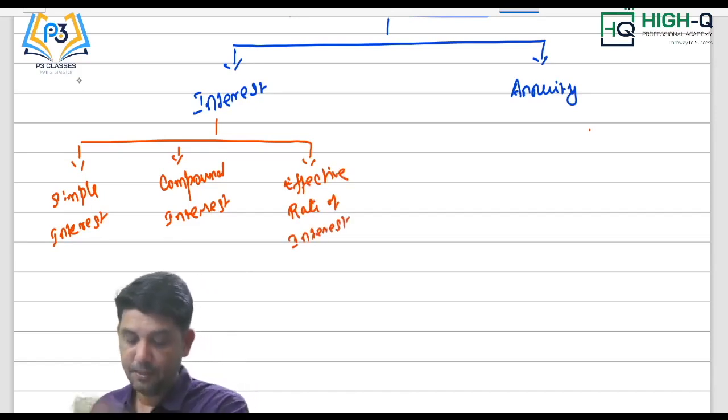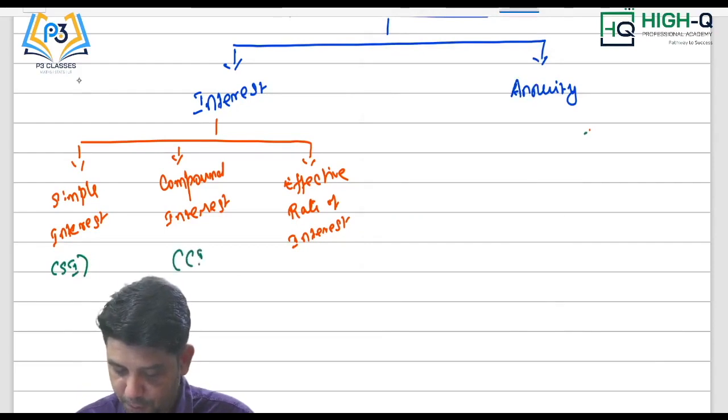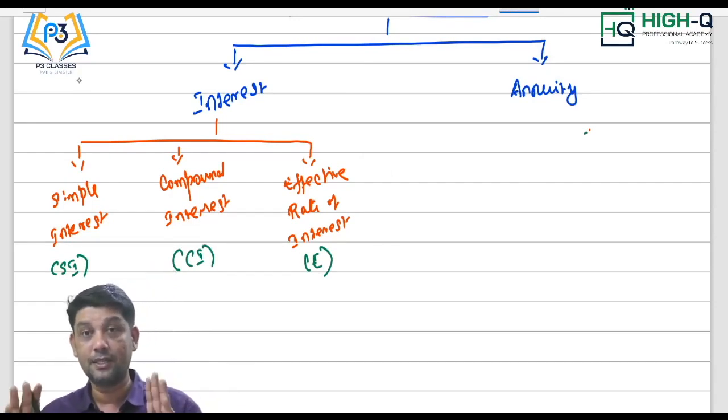Simple interest, compound interest, and effective rate of interest. In short, you are going to call it simple interest, SI, compound interest, CI, and effective rate of interest, E. These are the three types of interest we are going to discuss in this topic.